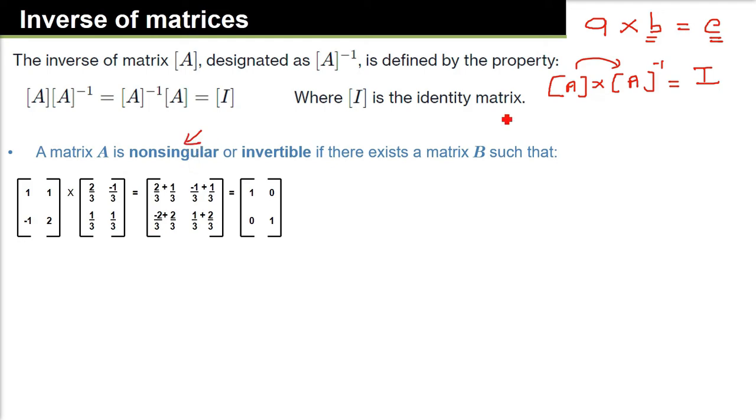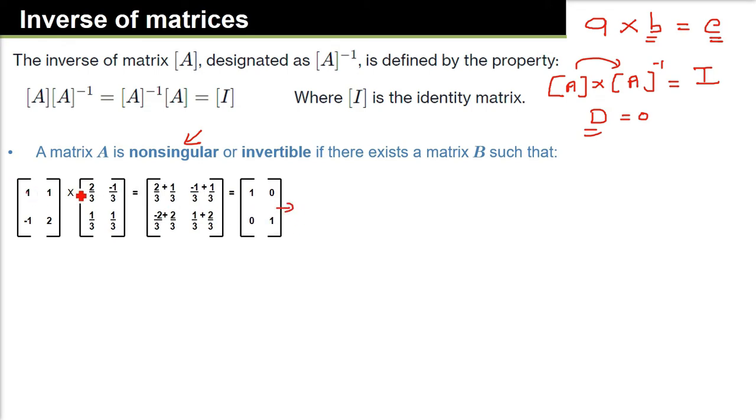So matrix A is non-singular. What is a singular matrix? A singular matrix is one where the determinant is 0. Non-singular, the determinant is not 0. So how do we write it? It is invertible. If we have an A matrix and a B matrix, when you multiply them, you will get an identity matrix of the same order.